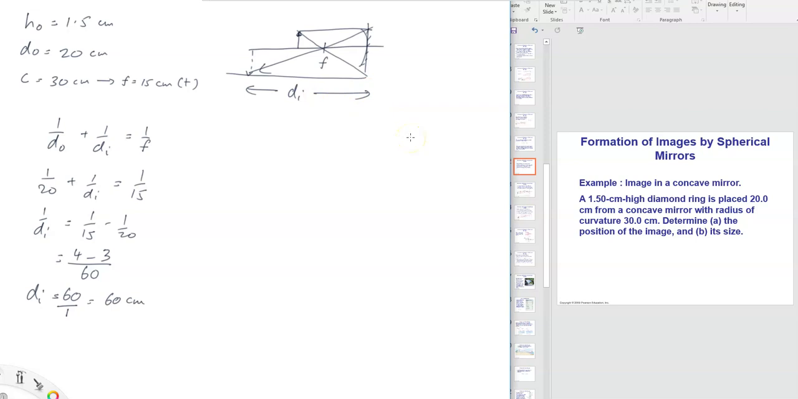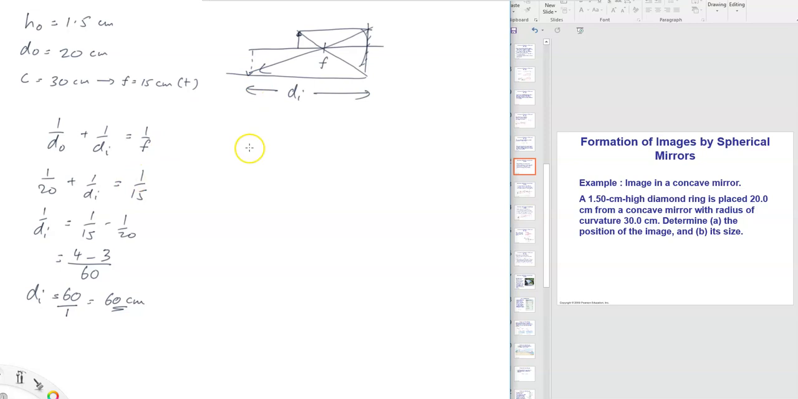Now, unless you draw this according to a good scale, the diagram won't look right, but approximately you can see it is far. Okay, so it's going to be 60 centimeters. Now let's see the position of the image. So you can say it's 60 centimeters in front of the mirror, or di is positive 60 centimeters.